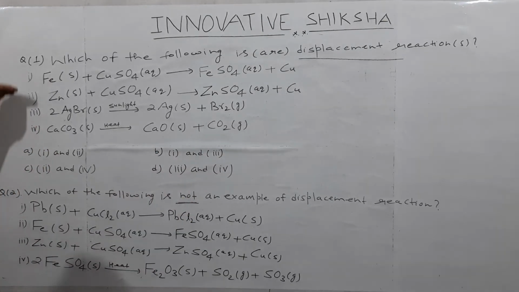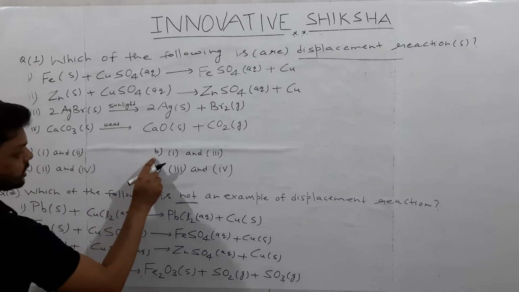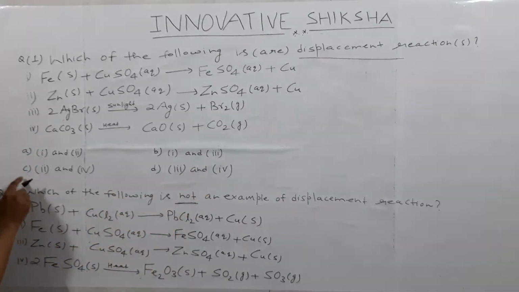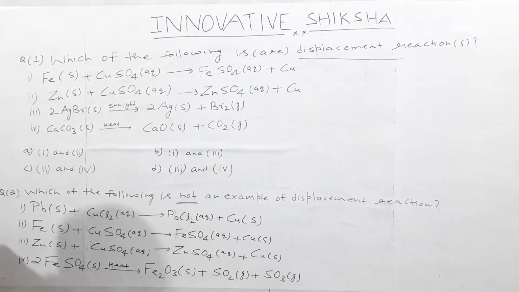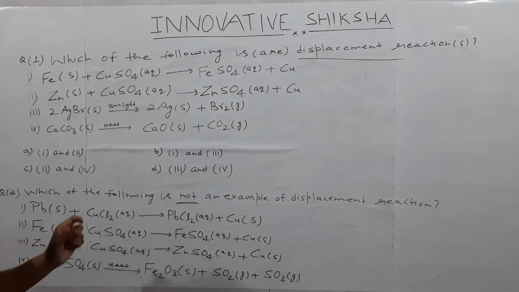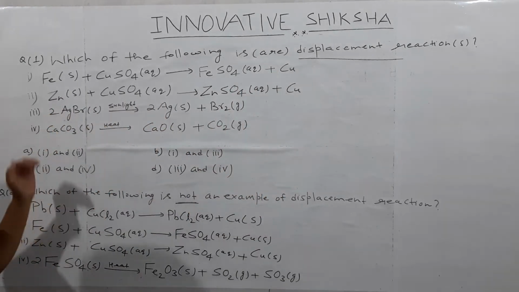So you have four equations and you have four options as well. The first option is option A, that is 1 and 2. Option B is 1 and 3. Option C is 2 and 4. And option D is 3 and 4. So if you have studied what is displacement reaction, you can very easily guess what is the correct answer.